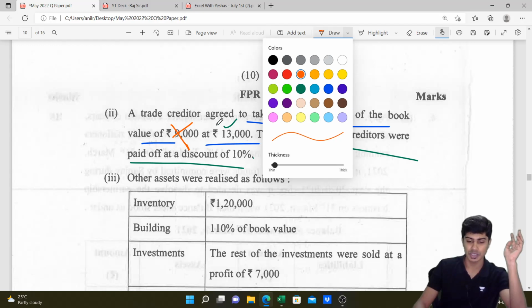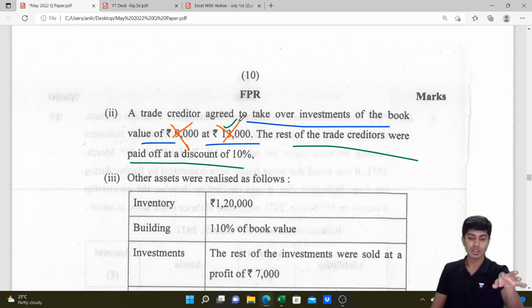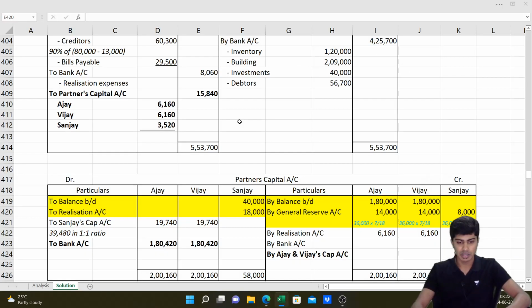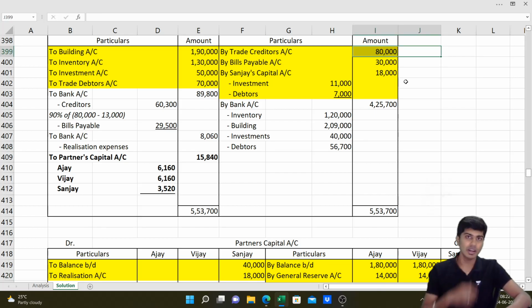Oops. What do we do? Total creditors will deduct 13,000. On the balance money, a 10% discount we pay. So now, how much is the creditors? If you observe carefully, creditors is 80,000. Against 80,000, 13,000 is already decreased.